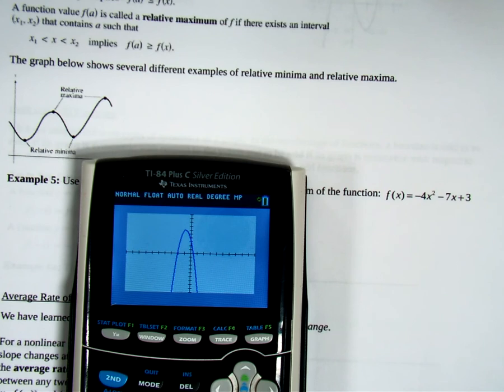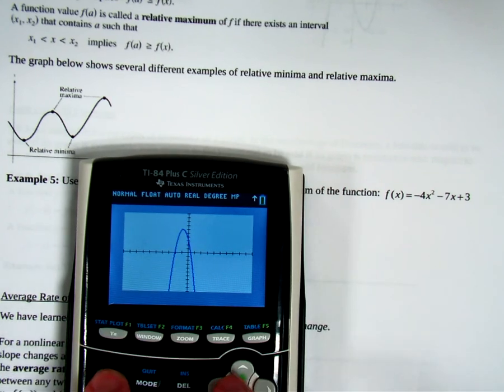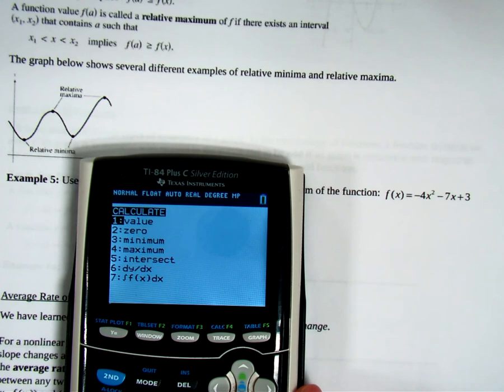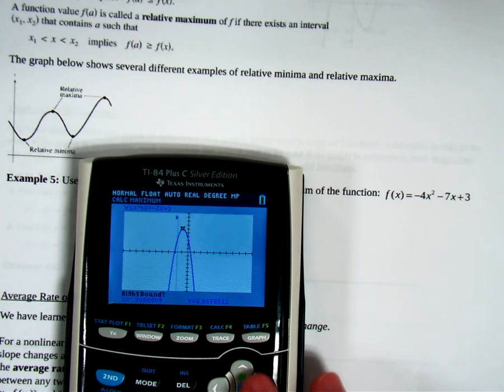There it is. Okay, and we want the maximum. Second trace, maximum is what we're looking for. Here's where I think it is, the top of the mountain. Left, left, left, left, left. Back to the top of the mountain. Right bound, right, right, right, right, right.